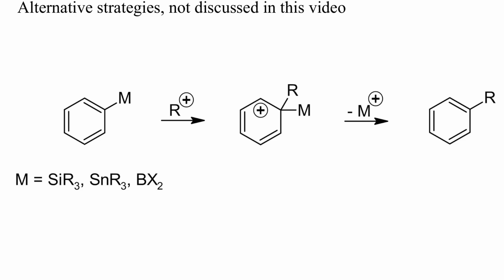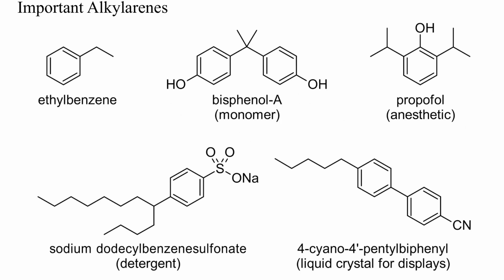Aryl silanes, stannanes, and boranes are convenient but expensive intermediates for alkylarenes and will not be treated here. These intermediates are more nucleophilic than the corresponding unsubstituted arenes, but are often prepared from aryl halides. Direct alkylation of aryl halides is usually a more efficient strategy, as you'll see in the last video of this playlist. Many important products are alkylarenes, and some are manufactured on a huge scale.